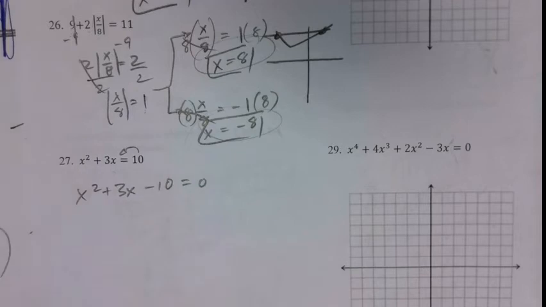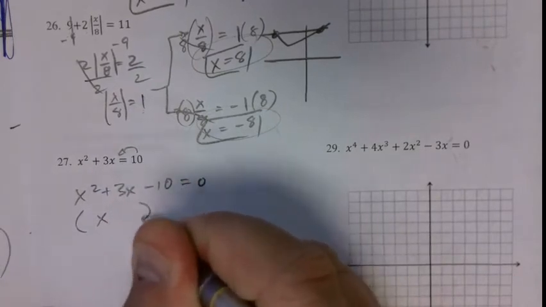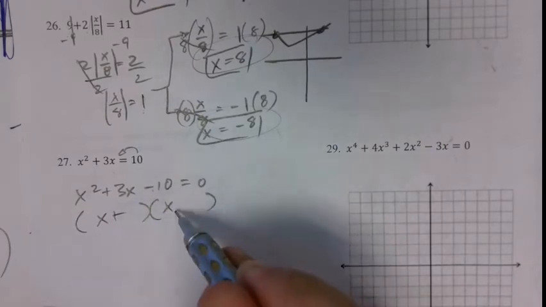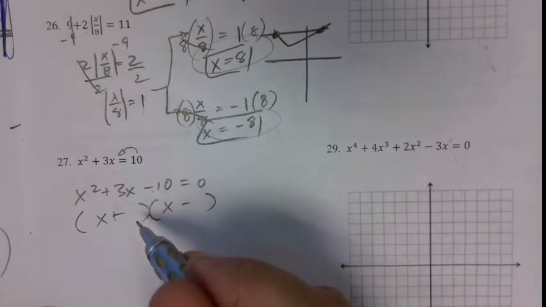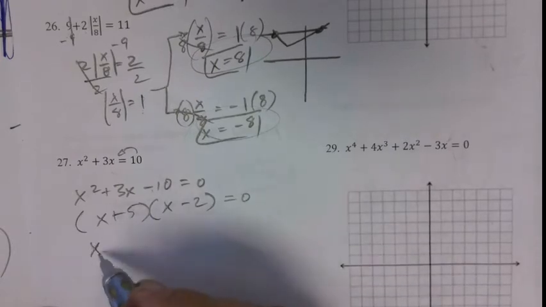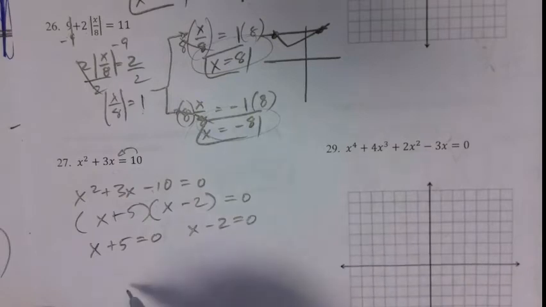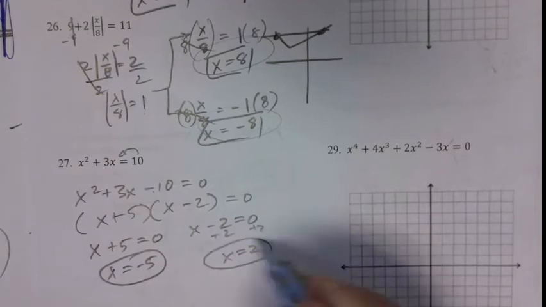Now, I can solve this either using the quadratic formula or factoring. I'm going to factor: x and x, factors of 10, it's negative, so plus and minus, that make 3. 1 and 10, no, it doesn't work. 2 and 5, positive 5 and negative 2 equals 3. Now you take each of these factors and set them equal to 0. And I solve. So here x equals negative 5. And if I add 2 to each side here, I get x equals 2.